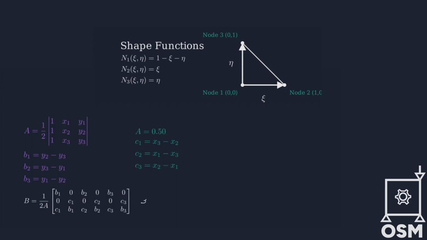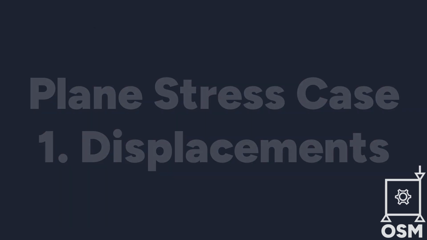No need to invert the Jacobian. It's faster, more stable, and especially useful when elements get distorted. That's why the BC method is preferred in many finite element implementations.